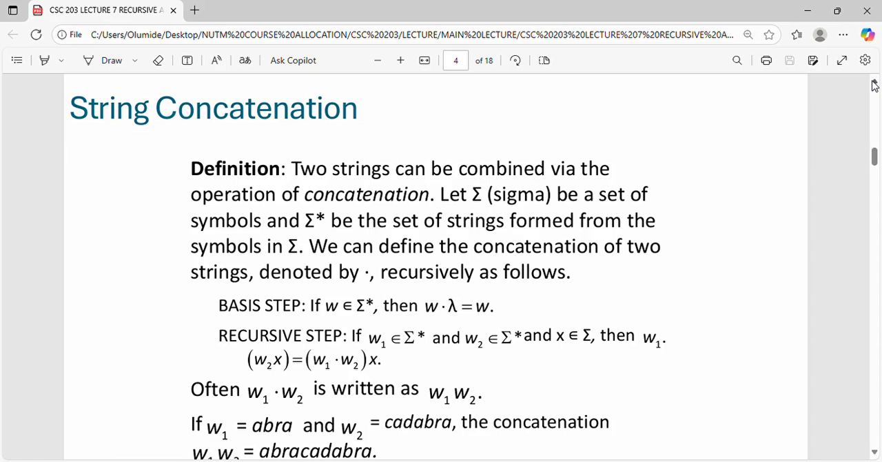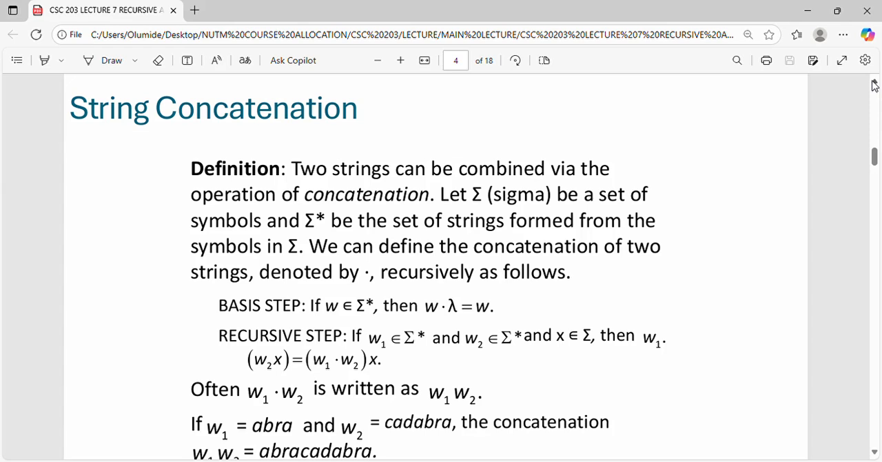So let's look at the basis step. The basis step says w is a member of sigma star. Then w dot lambda is equal to w. That is, lambda is the empty string, so the result equals w. The recursive step: if w1 is a member of sigma star and w2 is a member of sigma star and x belongs to sigma, then w1 dot (w2 x) holds.